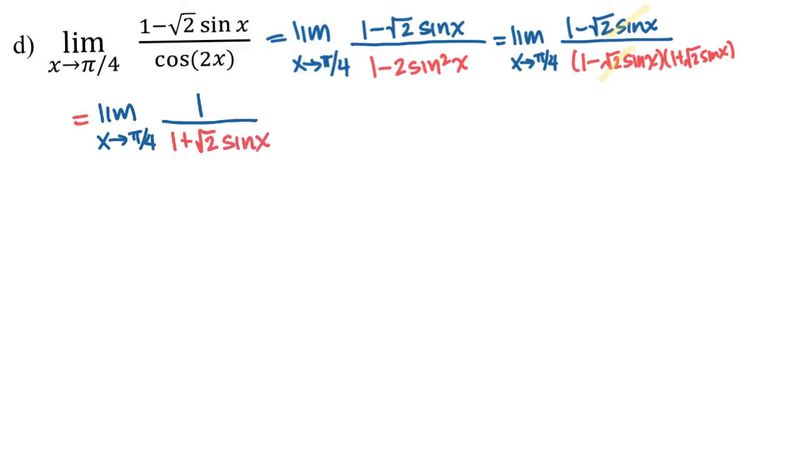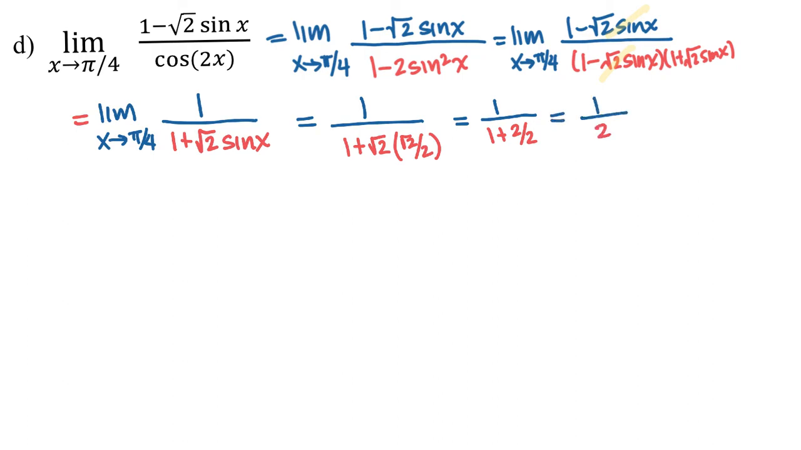Okay, and I did take this all the way to the simplified format before I did direct substitution. Now I'm going to do direct substitution. 1 plus root 2 times the sine of pi over 4, which is root 2 over 2. See, 1 plus 1 is 2. So the limit is 1/2 after all that.